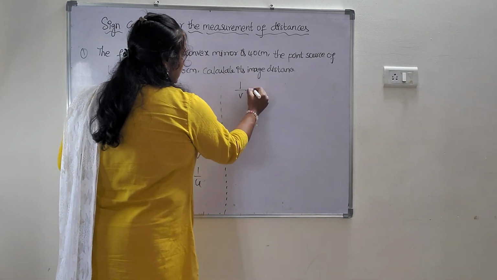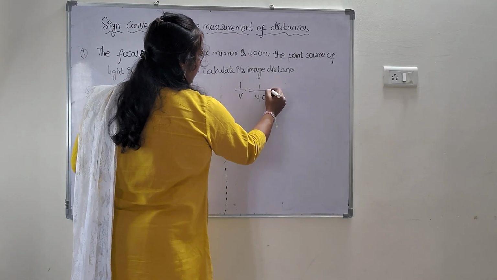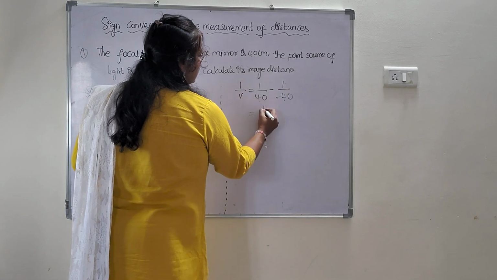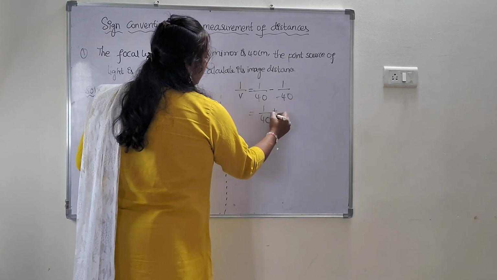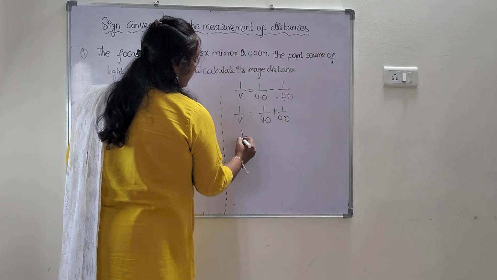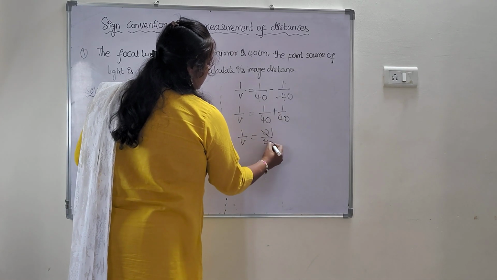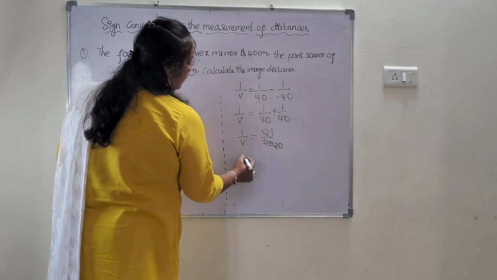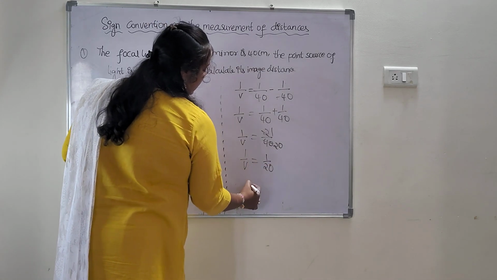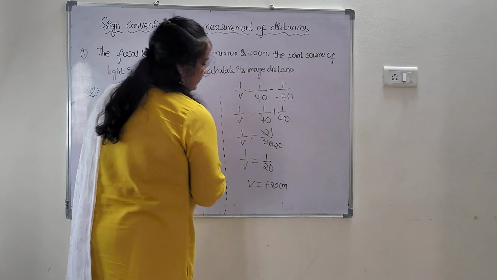1 by v is equal to 1 by f. That means 1 by 40 minus 1 by minus 40. Minus into minus plus, 1 by 40 plus 1 by 40. 1 by v is equal to 2 by 40. 2 ones, 2 20s. So 1 by v is equal to 1 by 20. v is equal to plus 20 centimeter.